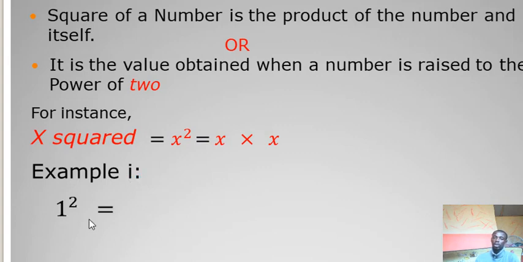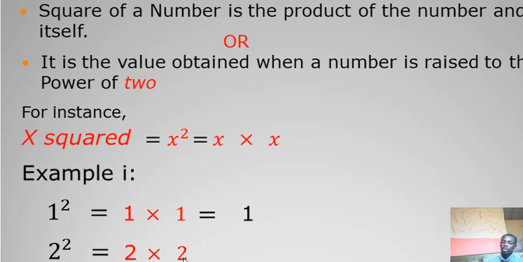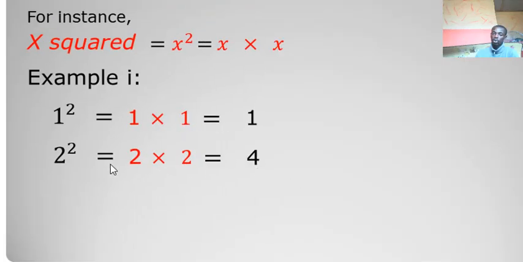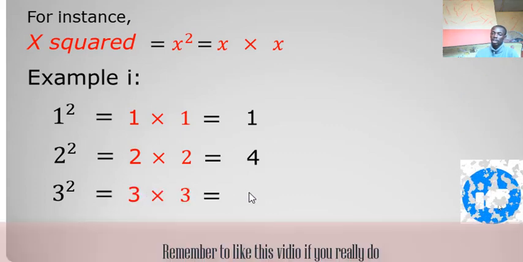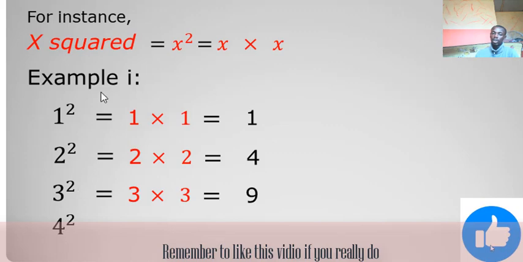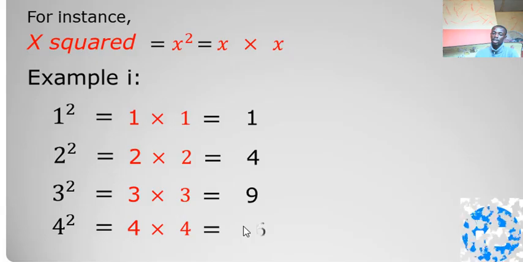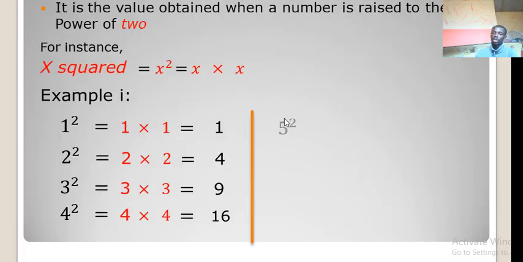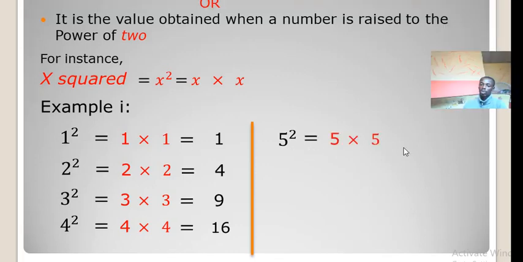1 squared is equal to 1 multiplied by 1, and that is going to give you 1. Next, 2 squared equals 2 multiplied by 2, and that's going to give 4. 3 squared equals 3 multiplied by 3, that equals 9. Now 4 squared is 4 multiplied by 4 equals 16. Let's demarcate this page. We have 5 squared, or 5 raised to the power of 2, is equal to 5 multiplied by 5, and that is 25.